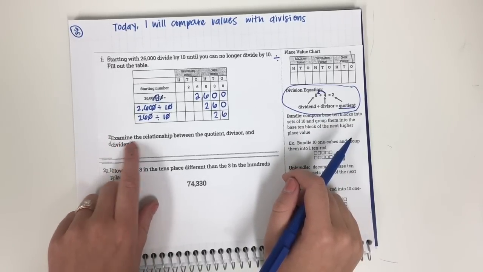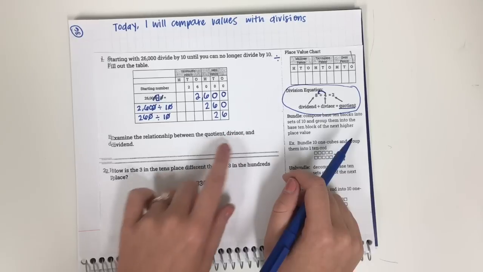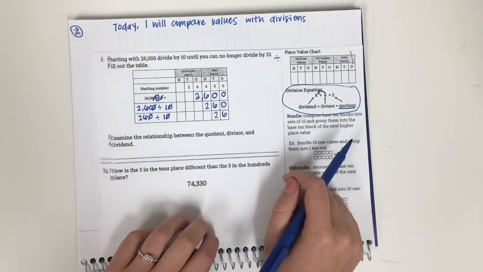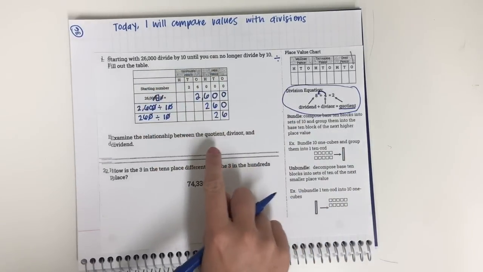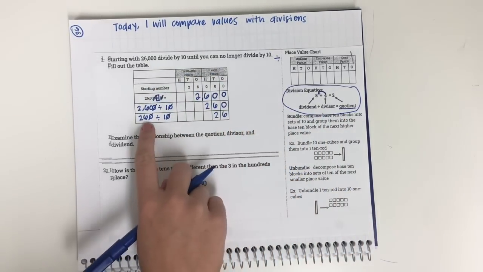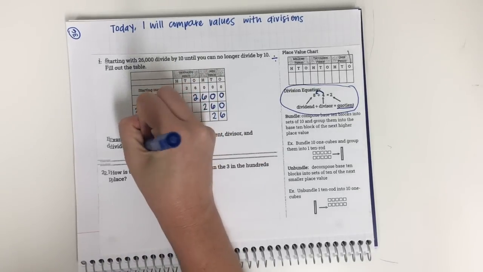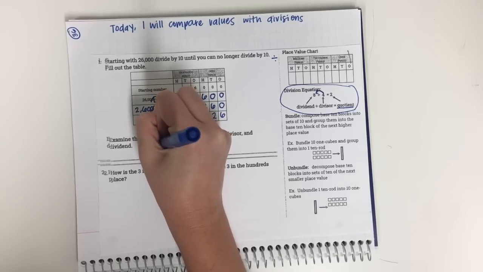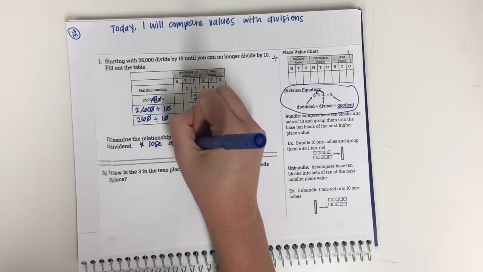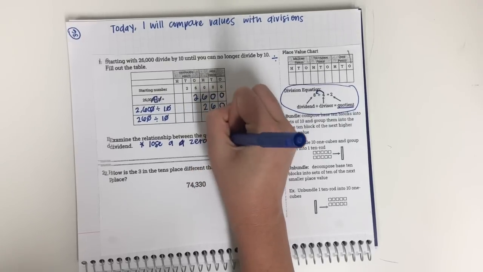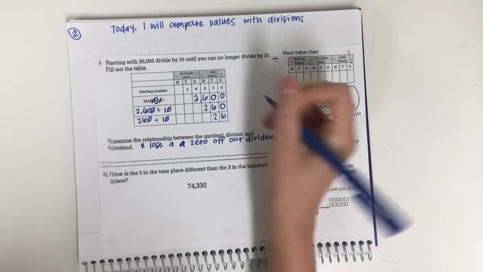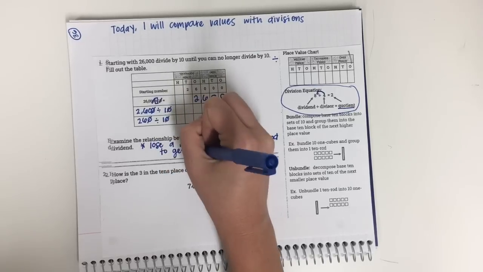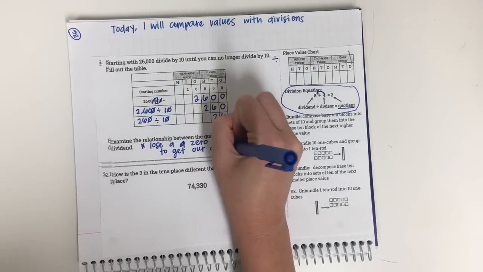Okay, so it says, examine the relationship between the quotient, divisor, and dividend. So let's look. My quotient is my answer. These are my answer. What is happening to our quotient? Well, if you look, our quotient is losing a 0. What else is losing a 0? Our dividend, right? So we lose a 0 off our dividend to get our quotient.